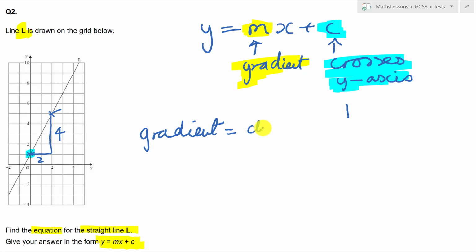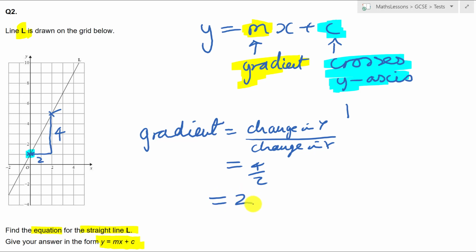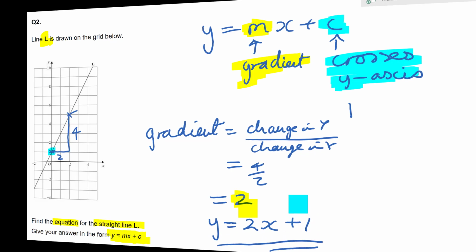So the gradient is the change in y over the change in x. So it equals 4 over 2, which equals 2. So therefore our gradient is going to be 2, and m is going to be 2. So therefore y will equal 2x plus 1 for our final answer.